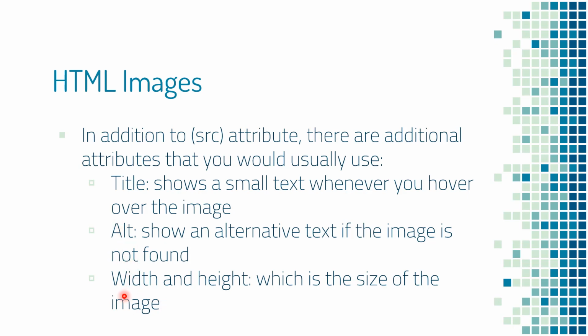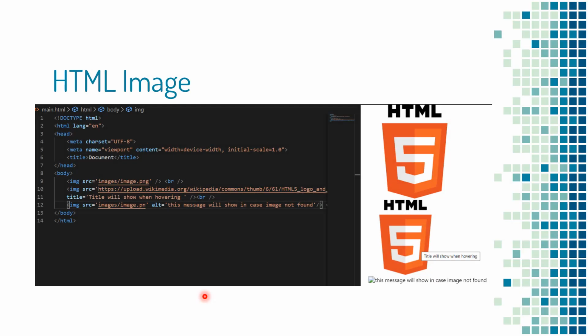And last but not least, width and height, or let's say the dimensions of the image. Most of the time it's going to be in pixels. So these are some of the examples here. As you can see, in the first one I'm using the relative path, which is the location where I should find the image from my current file. In this case, I will go to the directory images, then I will use image.png.